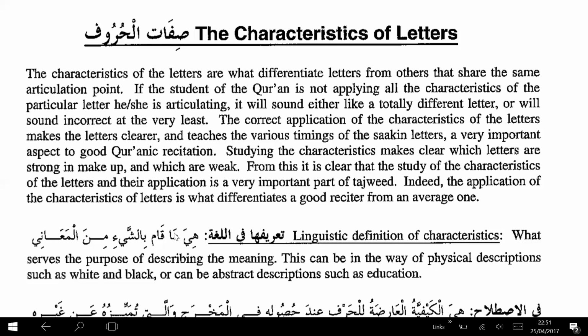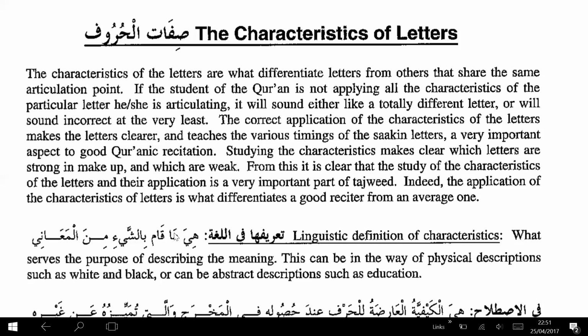The correct application of the sifat, what does it do? It makes the letters very clear. It even shows the various timings of the sounds. For example, we saw that qalqala was aq, but other letters were just at. So the sukoon also differs. Why does it differ? Because of the sifat. So this is very important to the aspect of Quranic recitation.